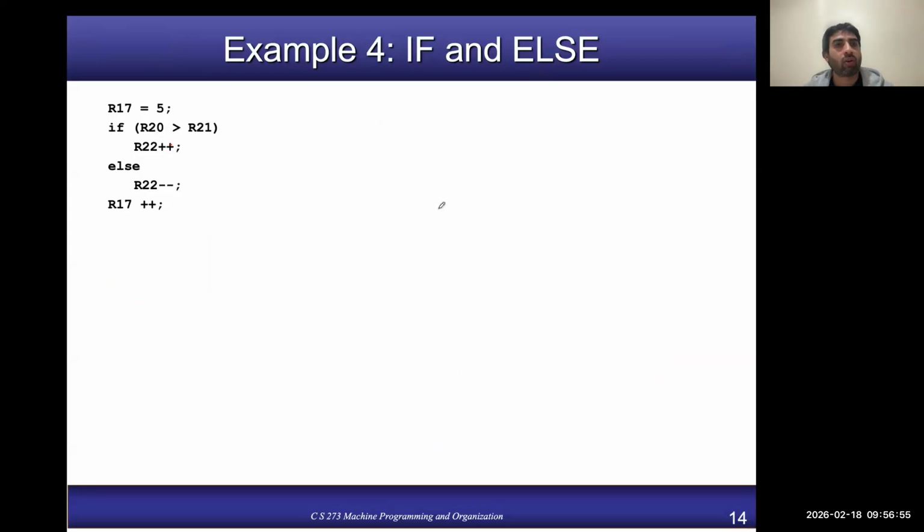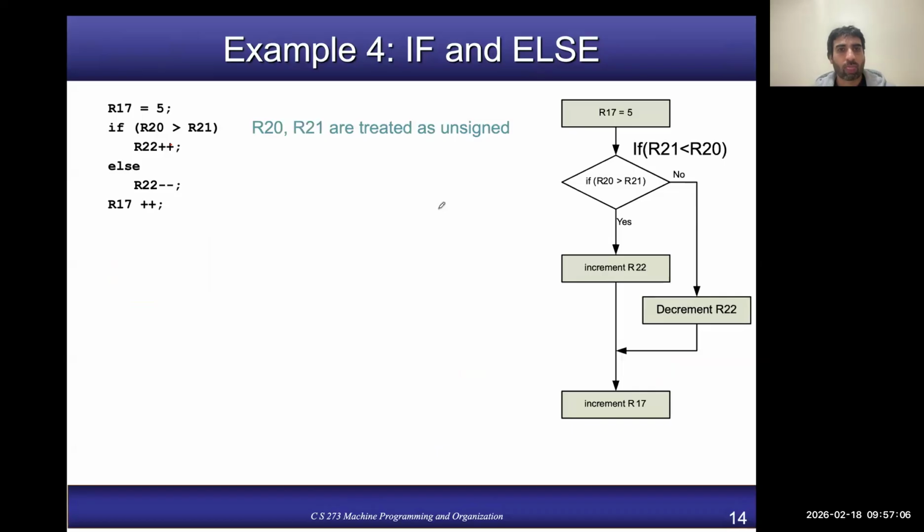So, okay, now let's do this example, if and else. Previously, we were doing only if, right? We were not doing the else part. Now we are going to do the else part as well. And here we are treating R20 and R21 as unsigned numbers.